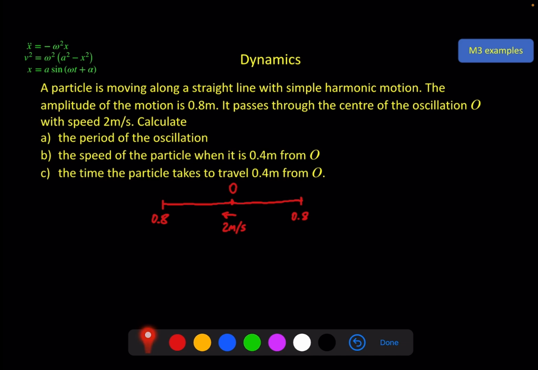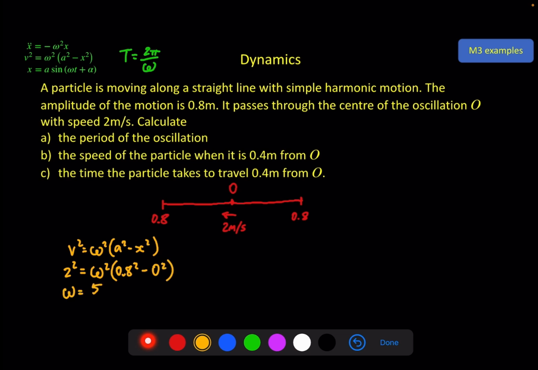Okay, if we want to know the period of oscillation, that's our capital T, 2 pi over omega, so we need omega. To find omega, this equation here I think will be the easiest because we know A and we know v is 2 when x is equal to 0 from this information here. So we've got v squared is equal to omega squared, A squared minus x squared. v is equal to 2, we don't know omega. A in this question is 0.8, and v is equal to 2 happens when x is 0. Solving for omega gives me omega is equal to 5 over 2, and the units there are radians per second.